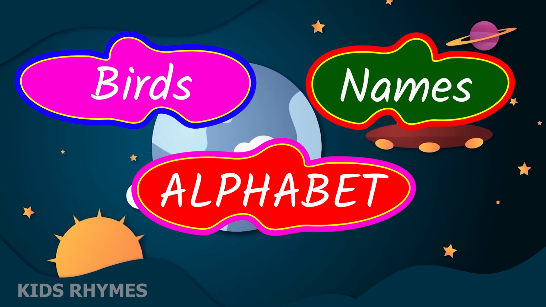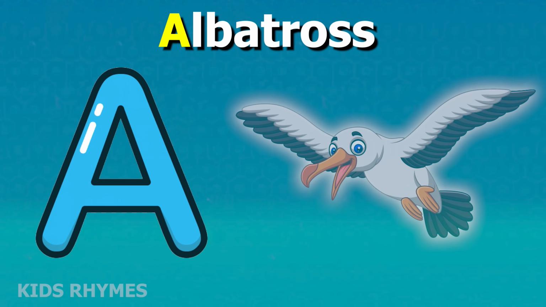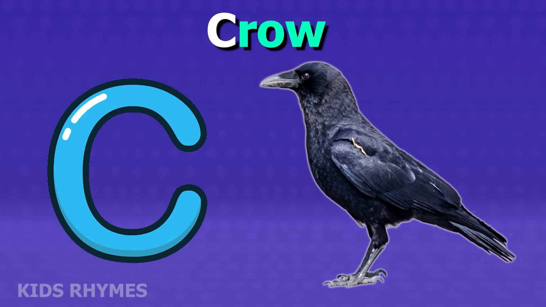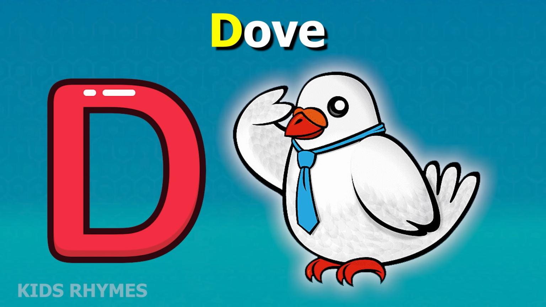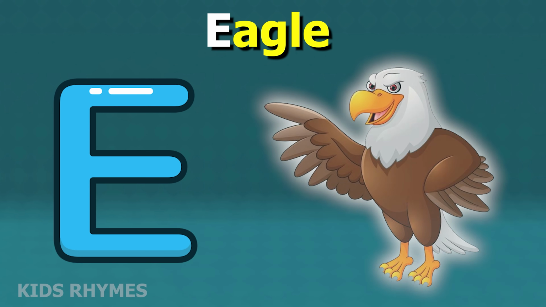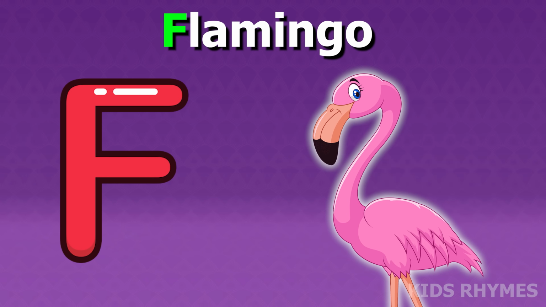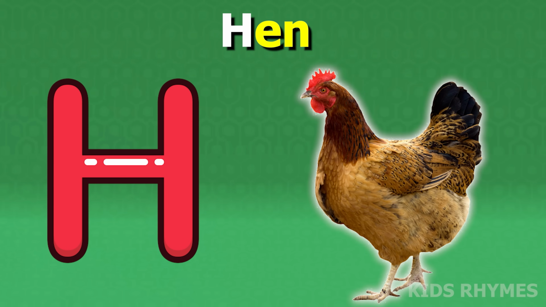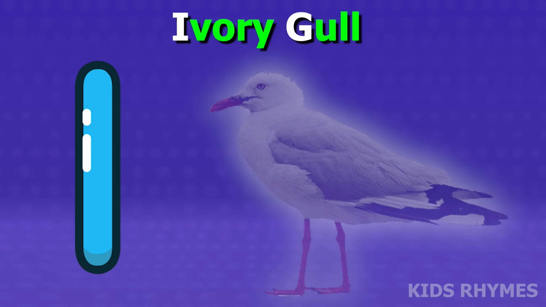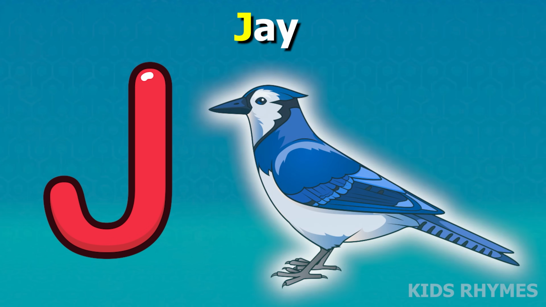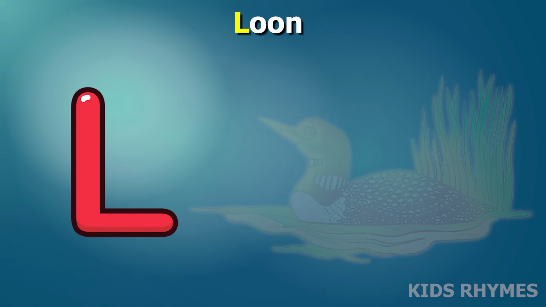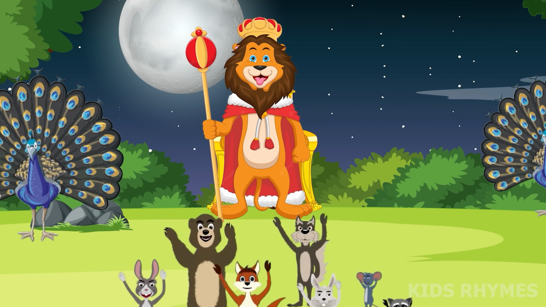Alphabet. A for albatross, B for blue jay, C for crow, D for dove, E for eagle, F for flamingo, G for goose, H for hen, I for eagle, J for jay, K for kingfisher, L for loon.